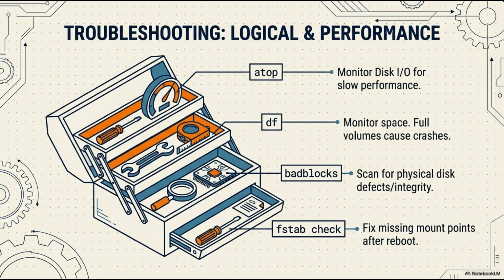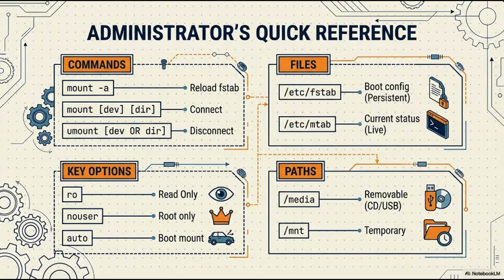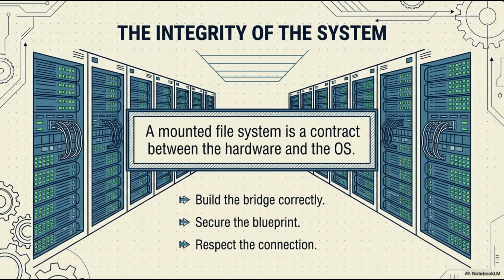And finally, slide 14, the administrator's quick reference, the cheat sheet. It just summarizes the whole life cycle. Connect with mount, disconnect with umount, make it permanent with fstab, and verify it all with df. It really brings us back to that initial idea. This isn't just plug and play, it's a managed relationship. Slide 15 sums it up perfectly. A mounted file system is a contract between the hardware and the OS. That really is the takeaway.